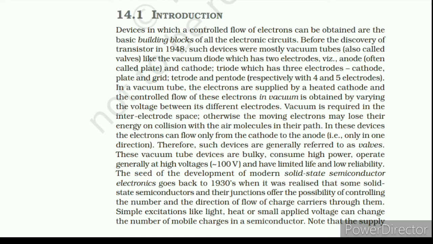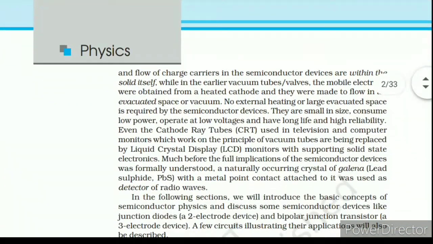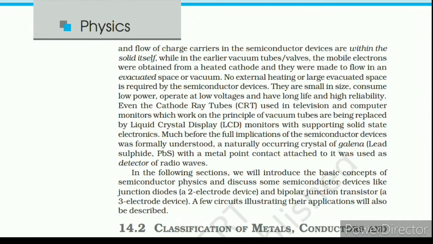The seed of development of modern solid-state semiconductor electronics goes back to the 1930s, when it was realized that some solid-state semiconductors and their junctions offered the possibility of controlling the number and the direction of flow of charge carriers through them. Simple excitations like light, heat, or small applied voltage can change the number of mobile charges in a semiconductor. Note that the supply and flow of charge carriers in the semiconductor devices are within the solid itself.